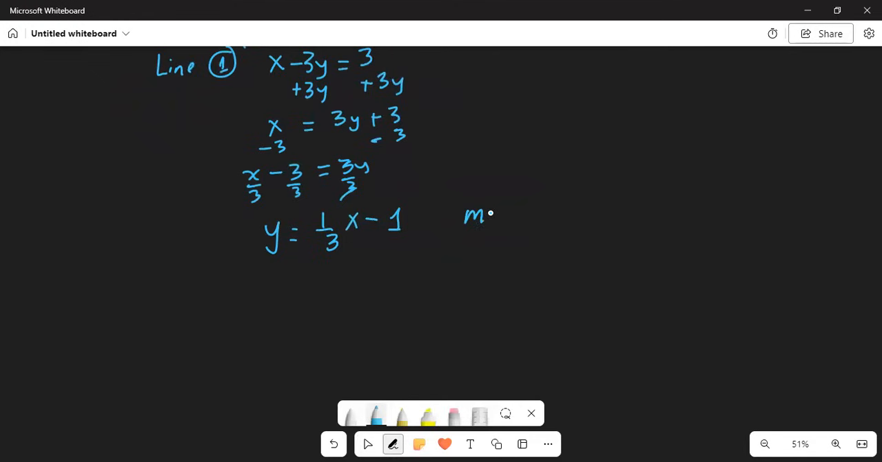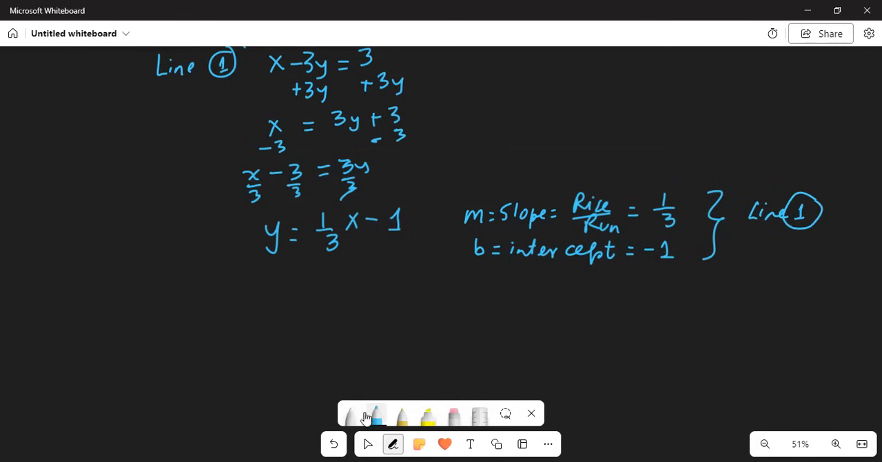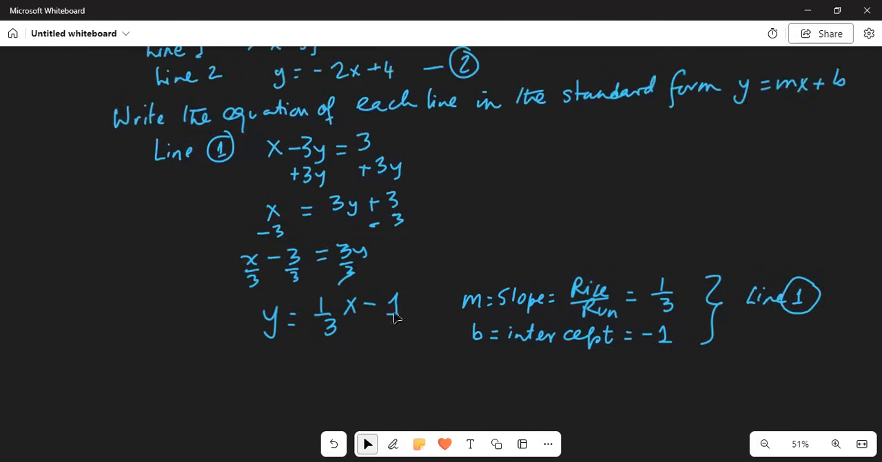So my slope, rise over run, is 1/3. And b, the intercept, is equal to minus 1. Okay. So this is for line 1.